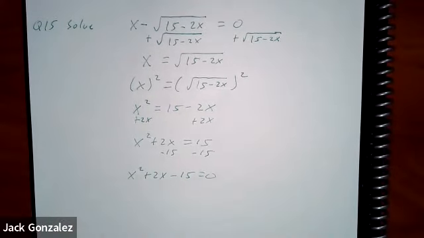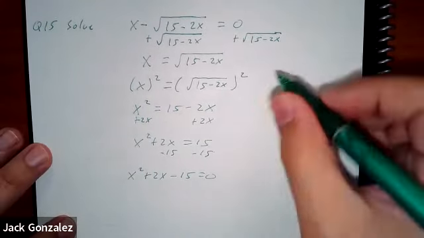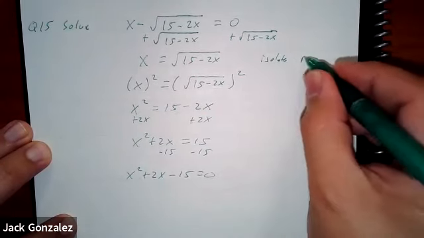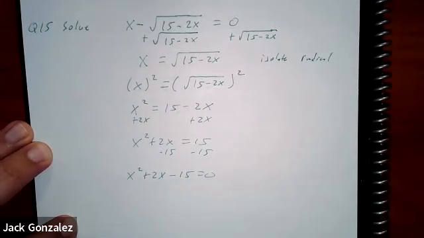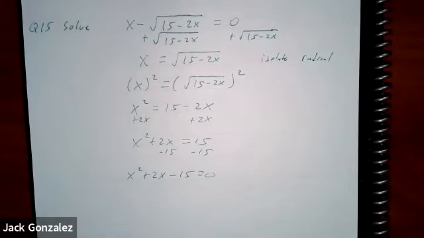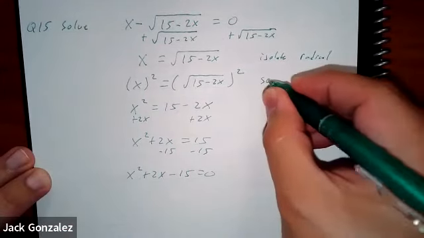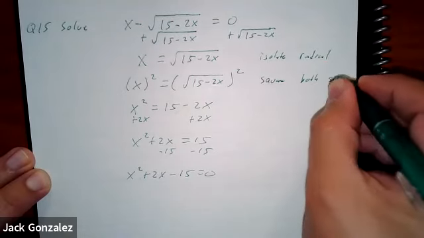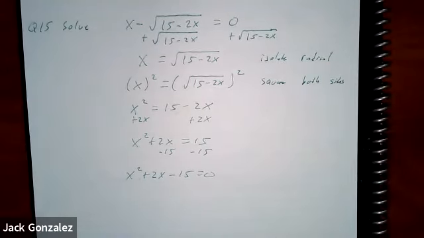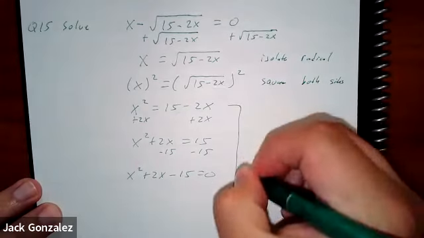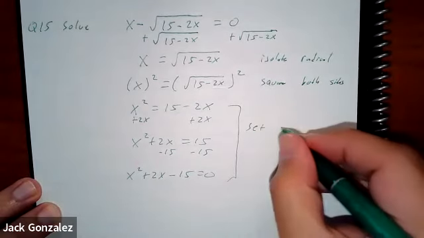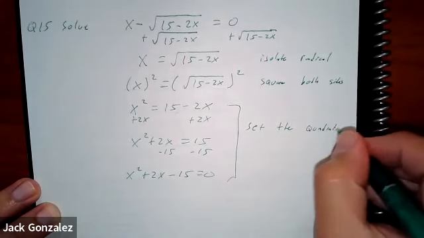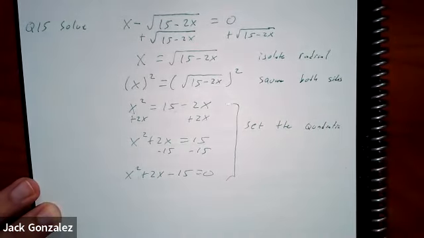Slow down for a second. So right here, isolate the radical. It's the first step that you have to do. Second step, square both sides. All of this is setting the quadratic to 0. That's how you solve all quadratics.